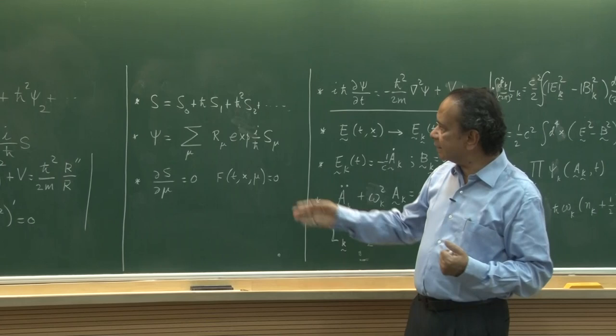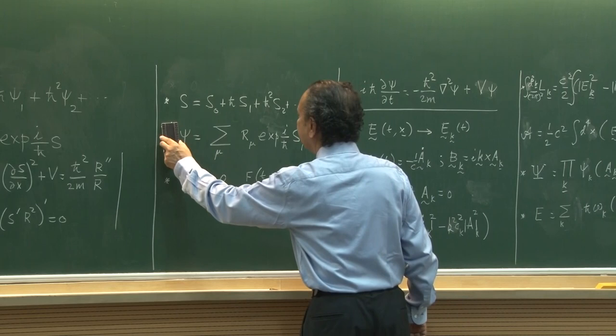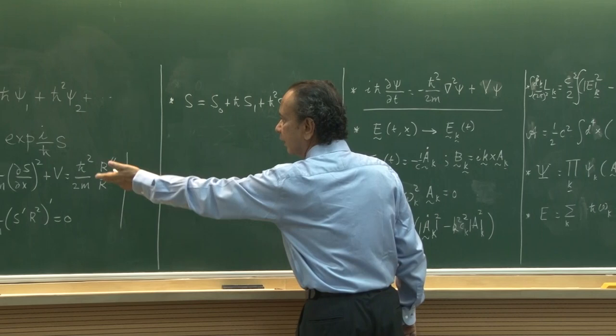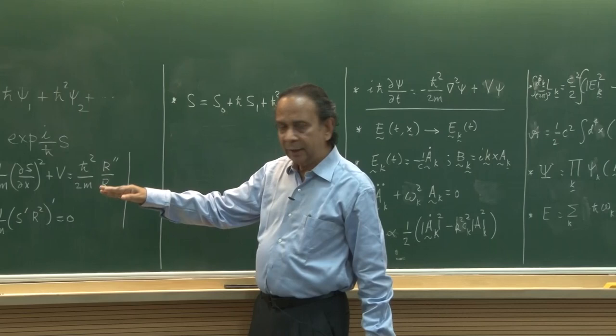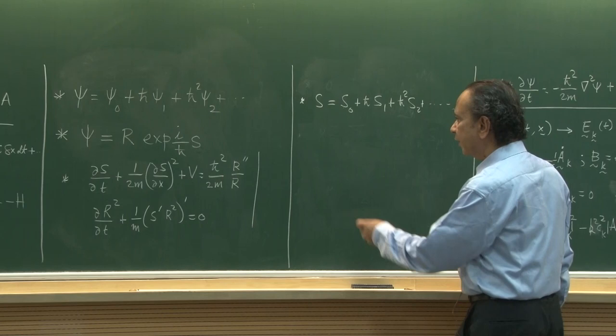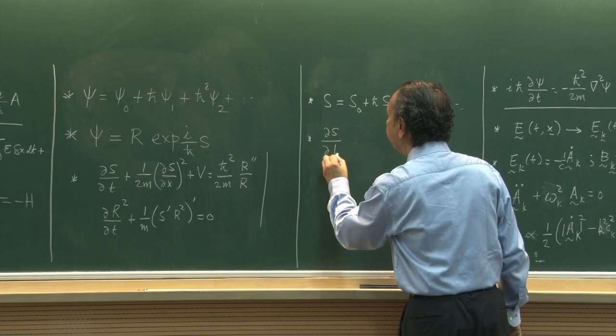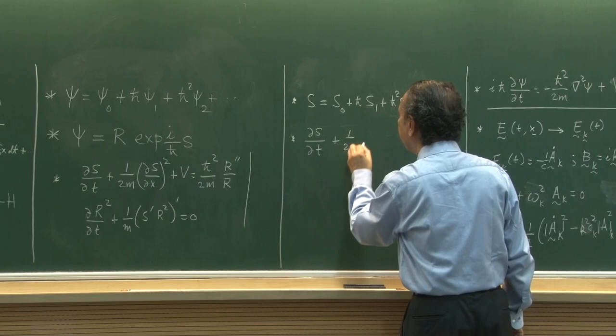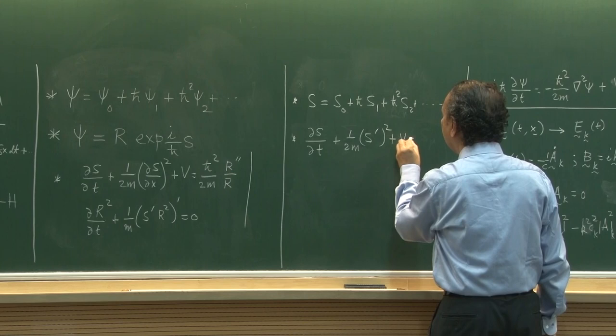Okay? So let us see what this gives. In order to do that, I have to redo this for a specific example. So I'll just try it out for a single particle approximation. So we are going to plug it in and look at the lowest order. So lowest order, there will be an S naught here and an S naught here, and h cross square is higher order, so I will ignore the right hand side. So the equation satisfied by S is dS by dt plus 1 by 2m S prime square plus V equals 0.